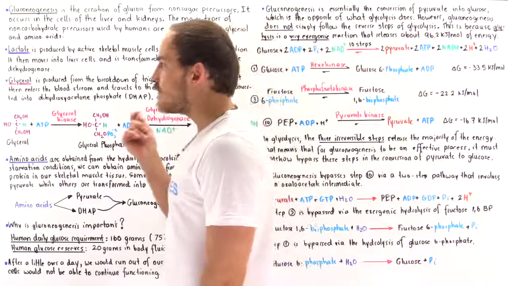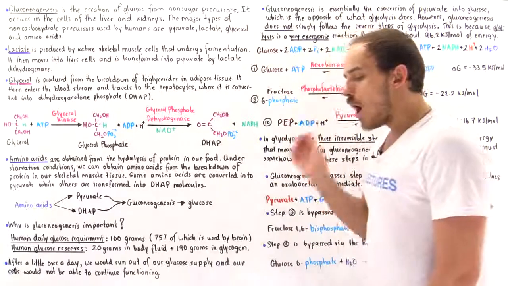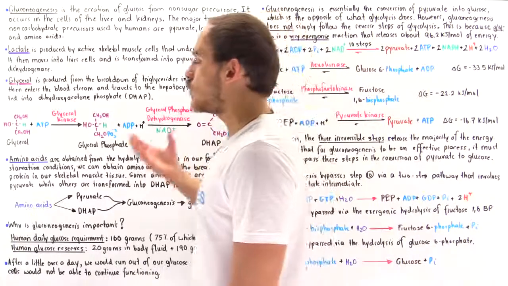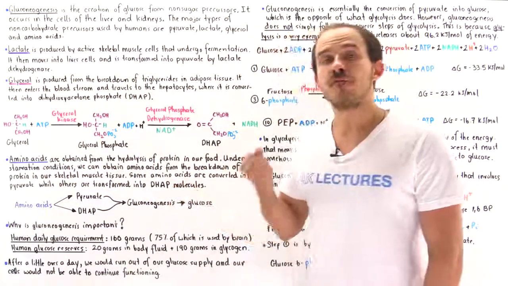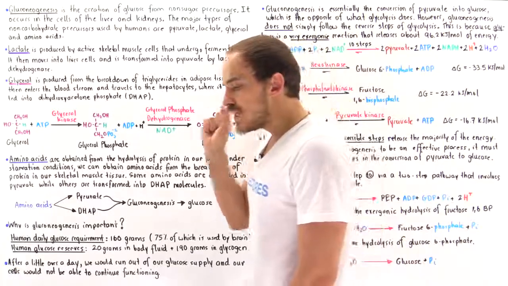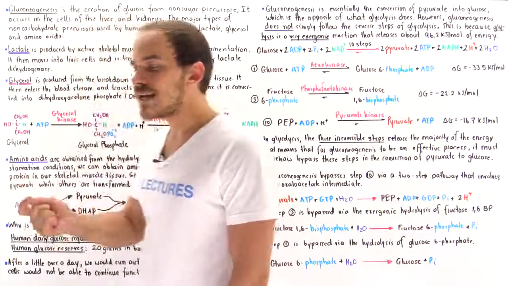Now, we still really haven't answered a very important but very simple question. Why does our body actually need gluconeogenesis? Why can't we depend solely on the food for our sugar source? Well, that's because we can actually store a limited amount of sugar inside our body.